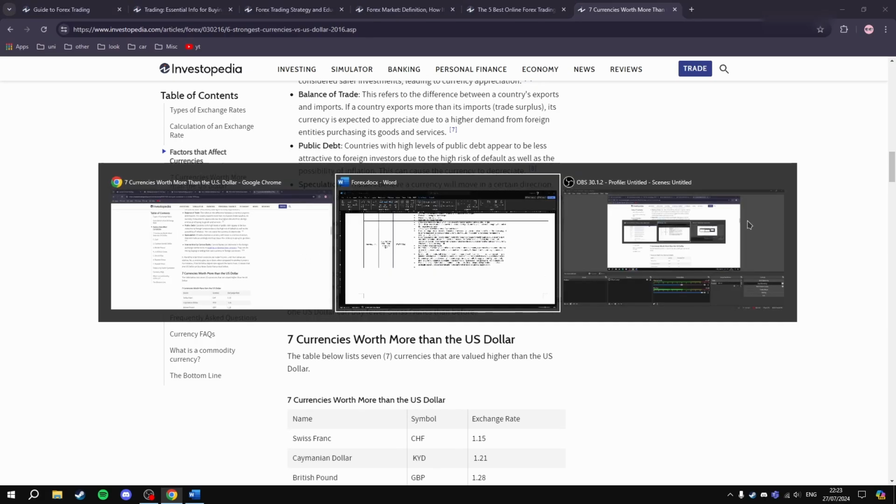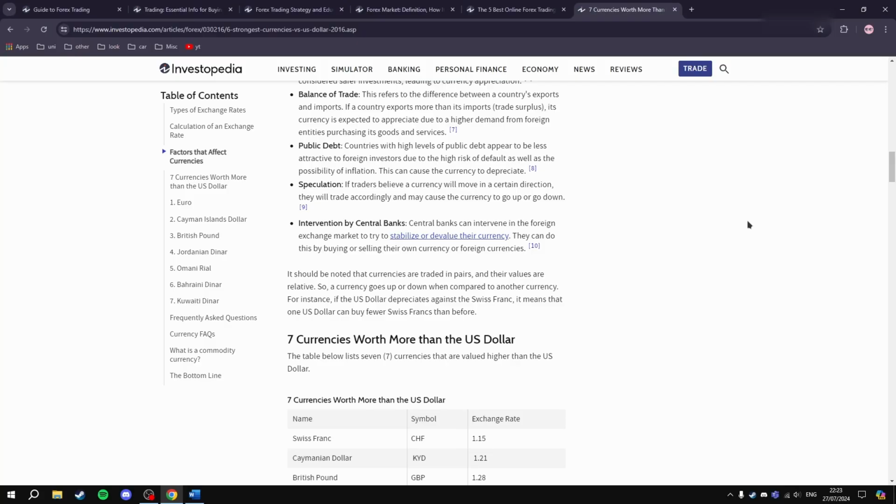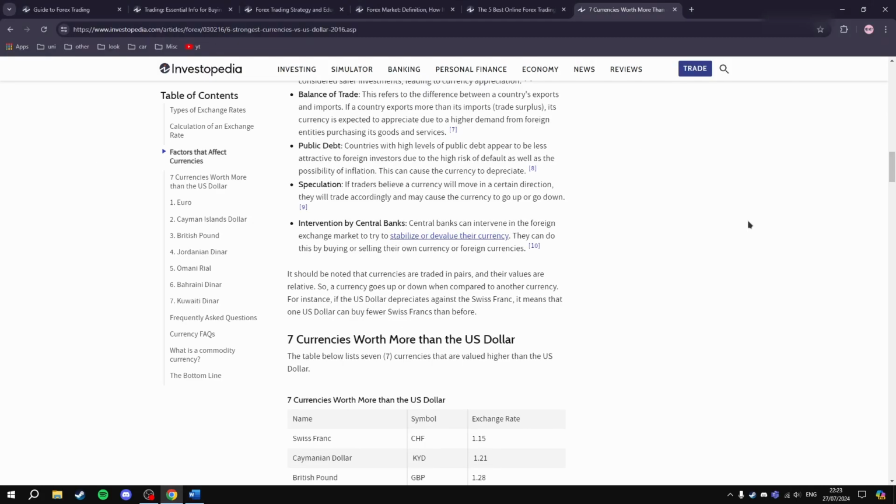Balance of trade. This refers to the difference between a country's exports and imports. If a country exports more than it imports, that is a trade surplus, and its currency is expected to appreciate due to high demand from foreign entities purchasing its goods and services.